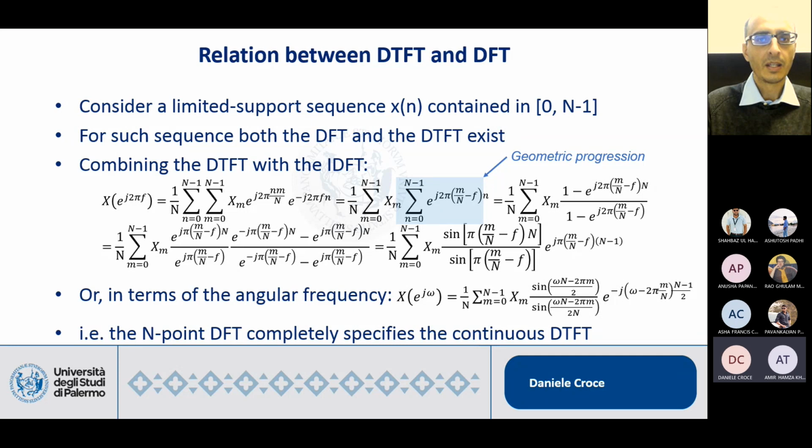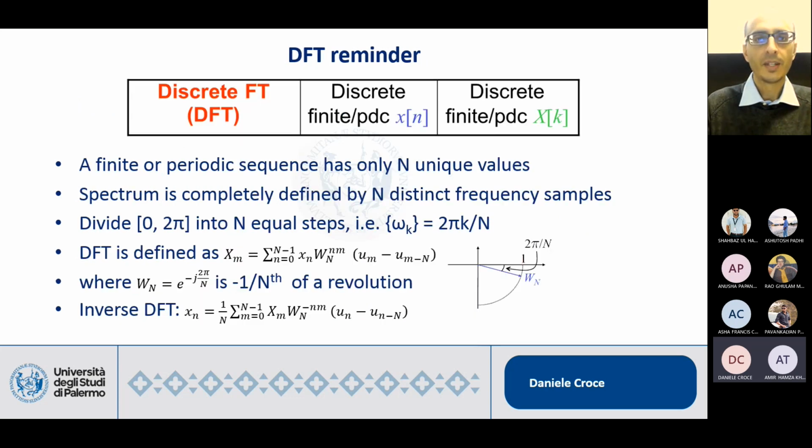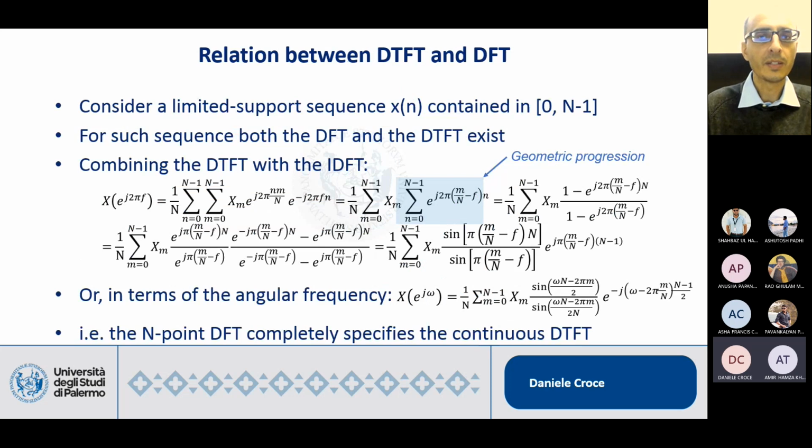Okay? So if we combine the definitions of the DTFT and the inverse DFT, what you obtain is here in the first equation. Okay? So you have a summation that is due to the discrete time Fourier transform, that should be infinite. If you remember, it should be an infinite summation, but because the sequence has a finite support, all the other elements are 0, so we consider the summation only from 0 to capital N minus 1. Okay?